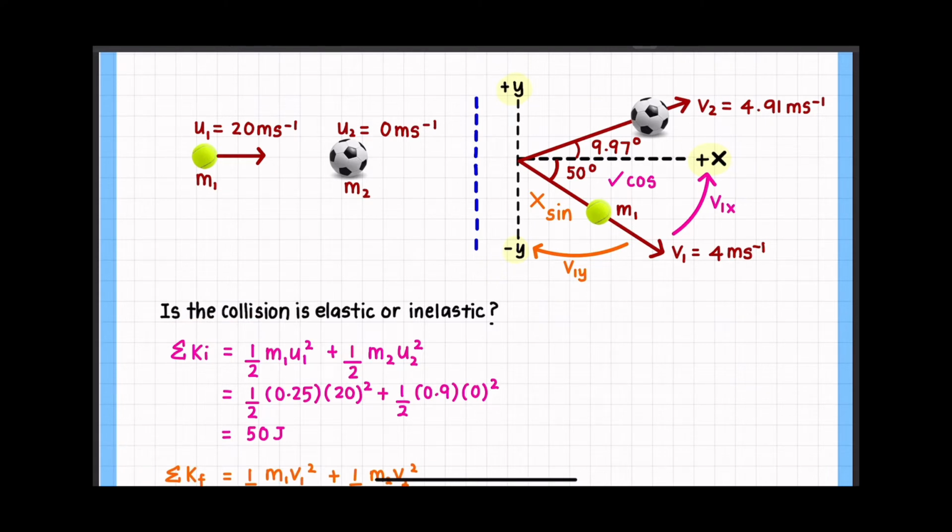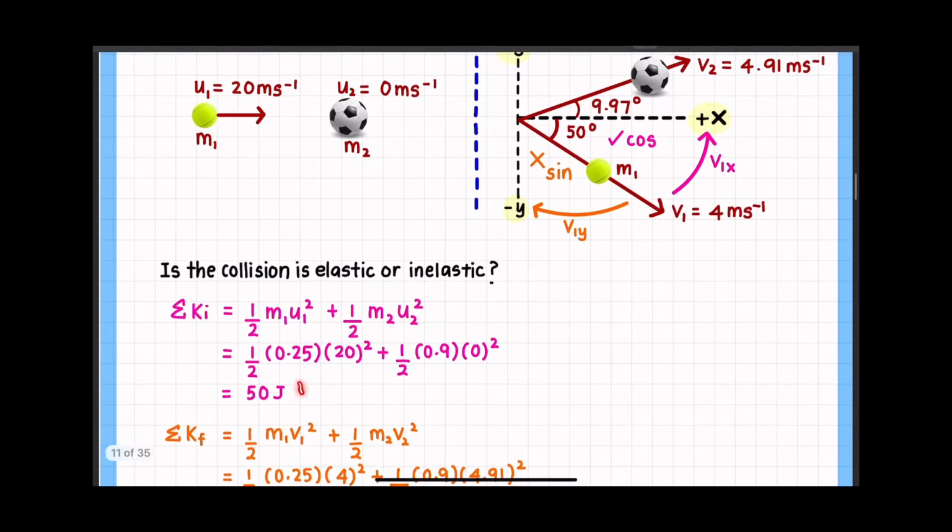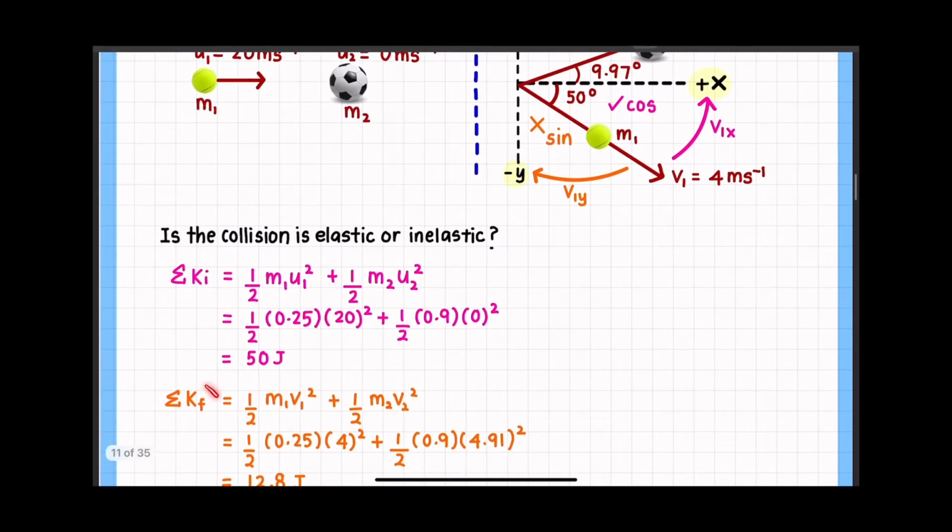So you have to prove by using kinetic energy lah. So I kira summation of kinetic energy initial, so half M1U1, masukkanlah nilai 20 kuasa 2. Okay, then plus half M2U2, yang ni adalah kosong. So kita dapati nilai untuk summation of kinetic energy initial is 50 joule. And then kira untuk kinetic energy final, summation of kinetic energy final is equal to half M1 V1.